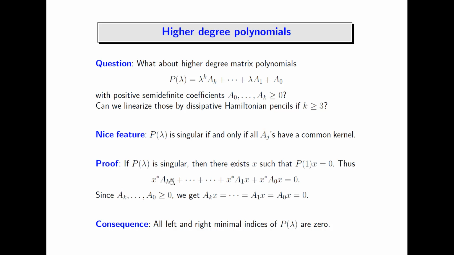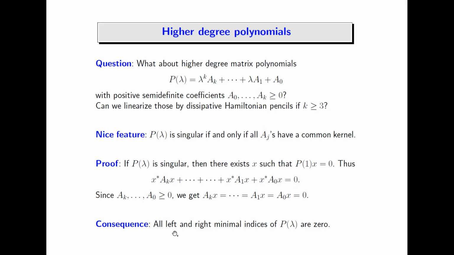And since all of these terms are positive semi-definite, all of them are non-negative, and thus getting 0 is just possible if all are 0. And from the positive semi-definiteness, we find that all these matrix vector products must be 0. So x is then actually in the common kernel of all matrices. So again, for those polynomials, one can easily detect the distance to singularity.